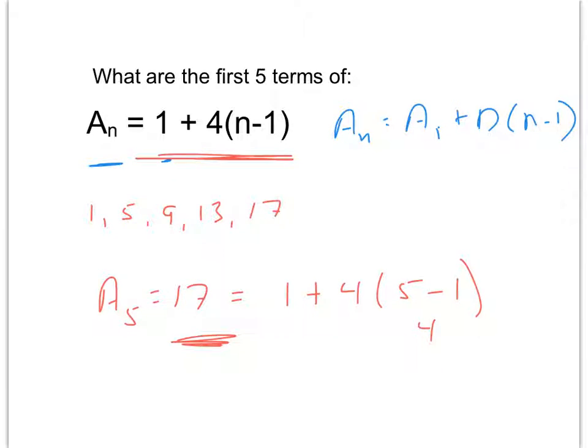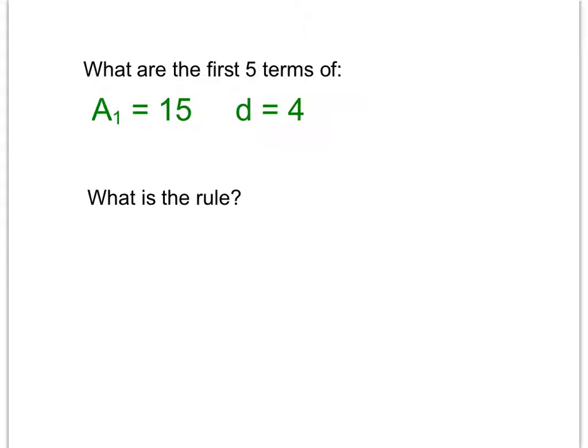So it worked. Okay, and this one right here, our first term, a sub 1, is 15. So we're going to write the first 5 terms. Our first term is 15. Our d is 4, so we're going to add 4 each time. That's 19. Add 4 to the next one, that's 23. Our next one is plus 4, 27. And our last term is 31. There are our first 5 terms: 15, 19, 23, 27, and 31.